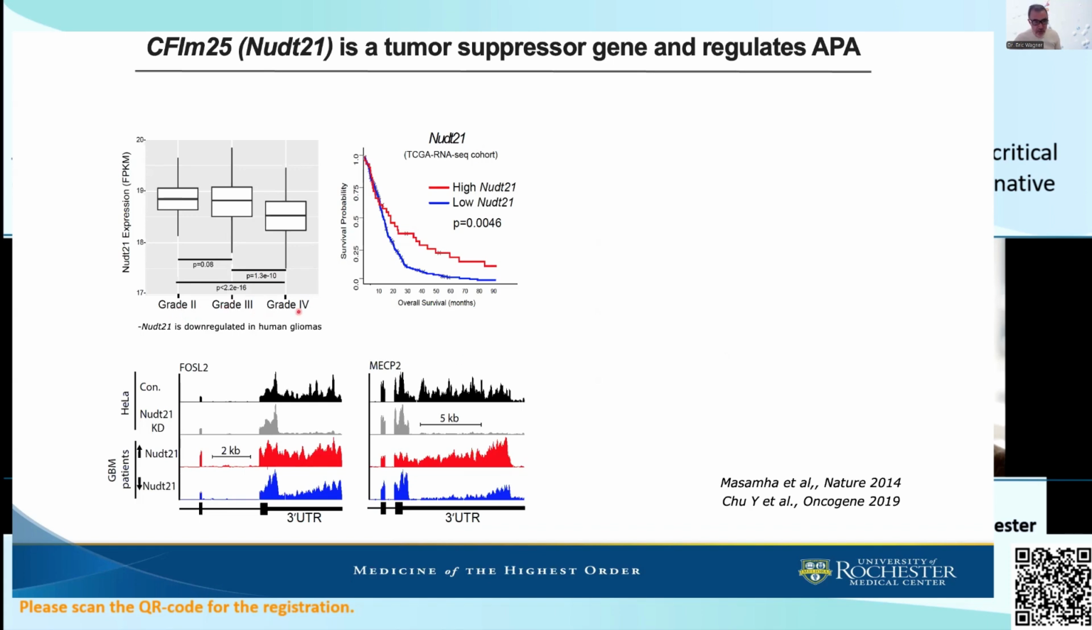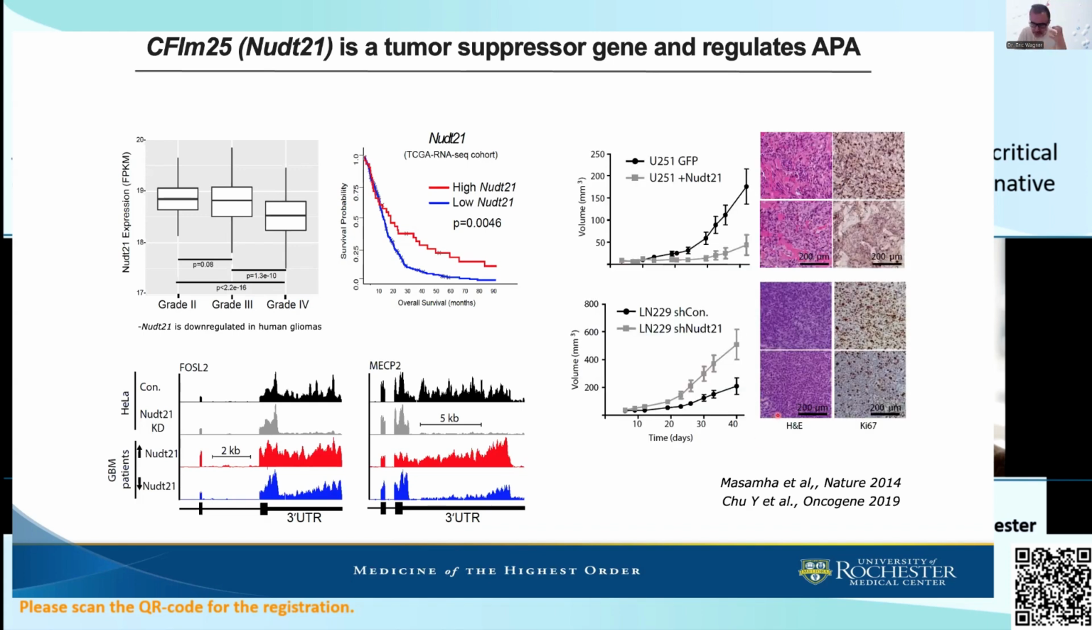As the gliomas get more aggressive, NUD21 levels go down in expression. Survival is reduced in those patients that have low levels of NUD21. And if we look at those glioblastoma patients, we can easily visualize 3' UTR shortening. And what really nailed it for us was using tumor models where we could express more NUD21 and those tumors grew more slowly, or we could knock it down with shRNA and those tumors grew more aggressively, suggesting that this RNA binding protein is actually acting as a tumor suppressor.